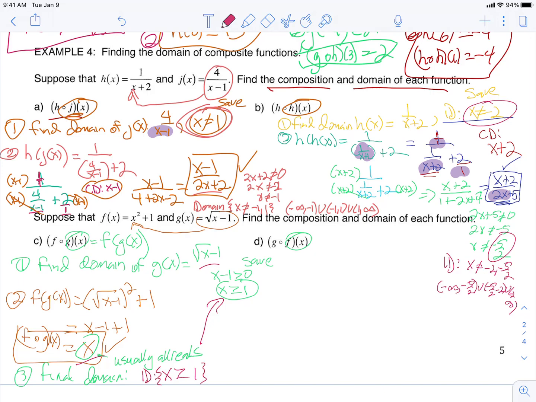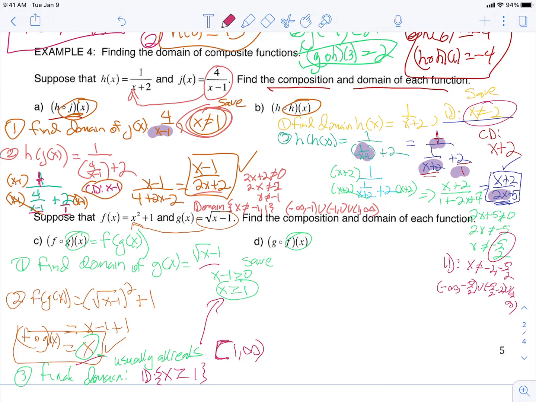Or using interval notation, it's from bracket 1 to infinity, parentheses. Okay, so typically because it's just x, we'd say, oh, it's all reals. But for the previous work I did, we had to honor this, which is saying x has to be greater than or equal to 1.